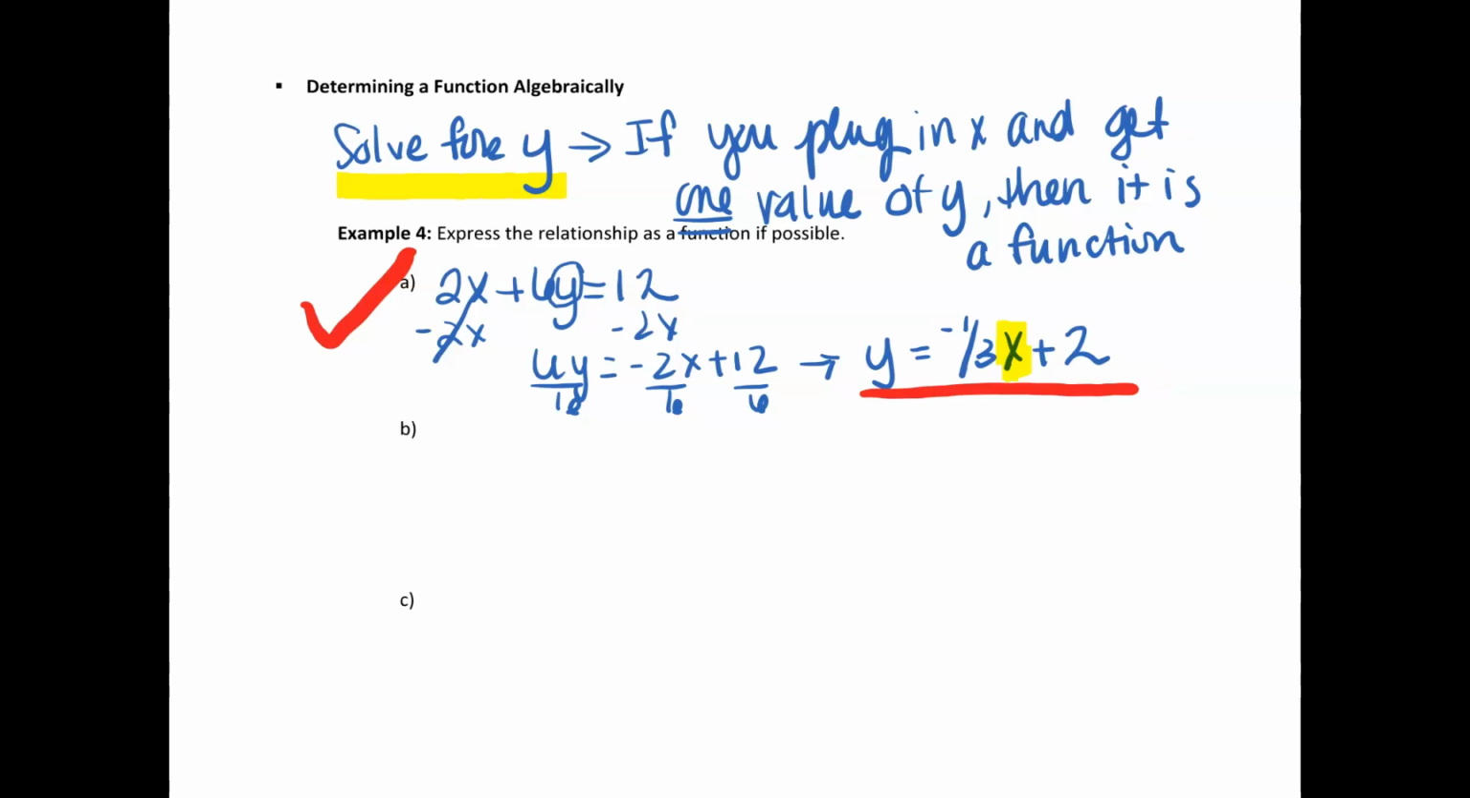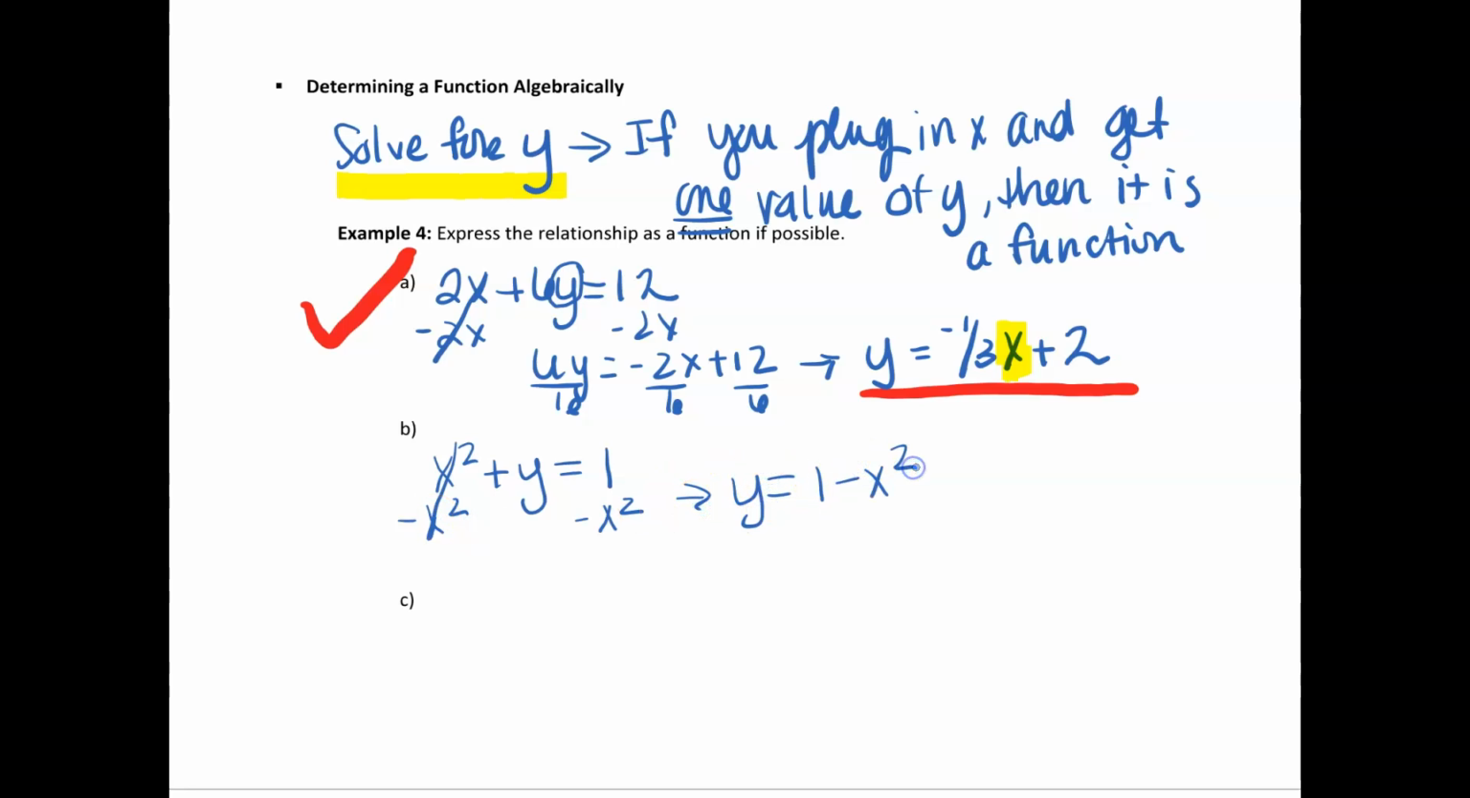So in the next example, it has x squared plus y equal to 1. And so if I look at this one and I solve for y, so I'm saying minus x squared. That gives me y equal to 1 minus x squared. And so again, if I were to plug in an x value there, I would square it and then do 1 minus that number. I would only get one y value. So you know what? Part B, that's a function too. Let's look at this last one here though.